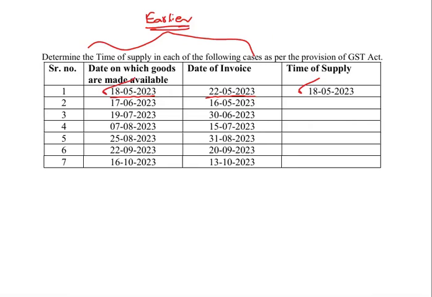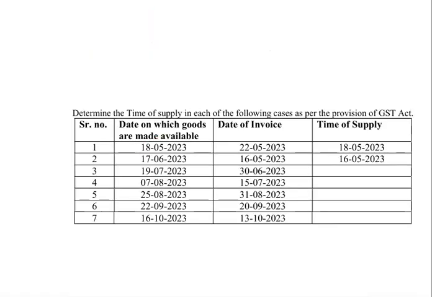Second one, the time of supply, let's do the second transaction. The date goods are made available, that is the due date of invoice we can say, is 17th June 2023, and the invoice date is 16th May 2023. Which date is earlier? 16th May is earlier.